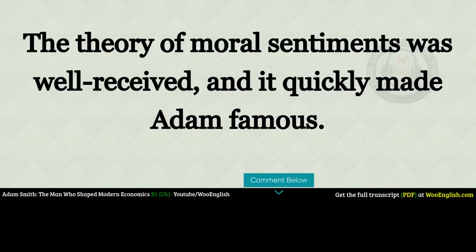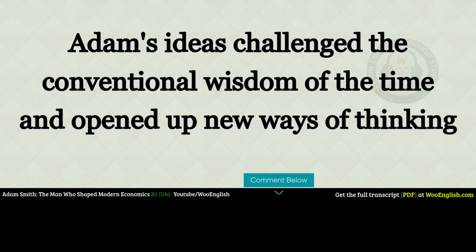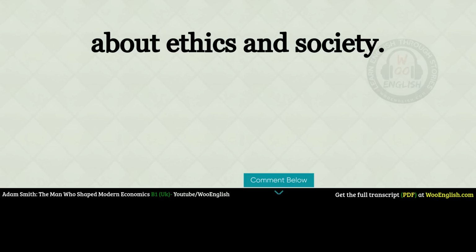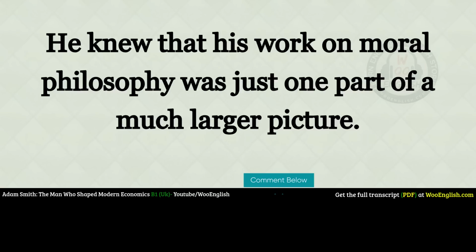The Theory of Moral Sentiments was well received, and it quickly made Adam famous. Scholars and thinkers across Europe admired his work, praising his insights into human nature. Adam's ideas challenged the conventional wisdom of the time and opened up new ways of thinking about ethics and society. But Adam wasn't content to stop there. He knew that his work on moral philosophy was just one part of a much larger picture.